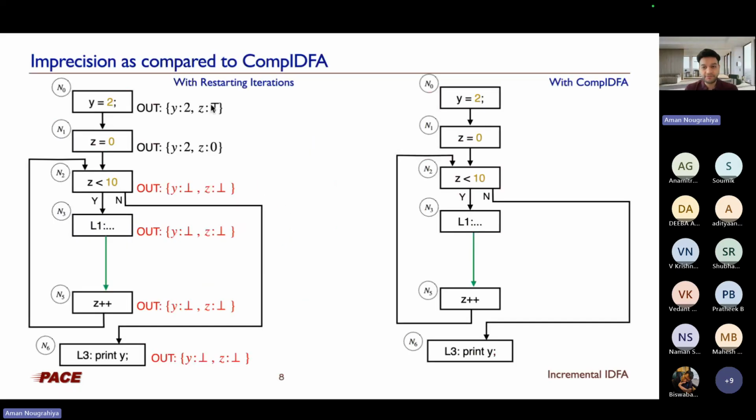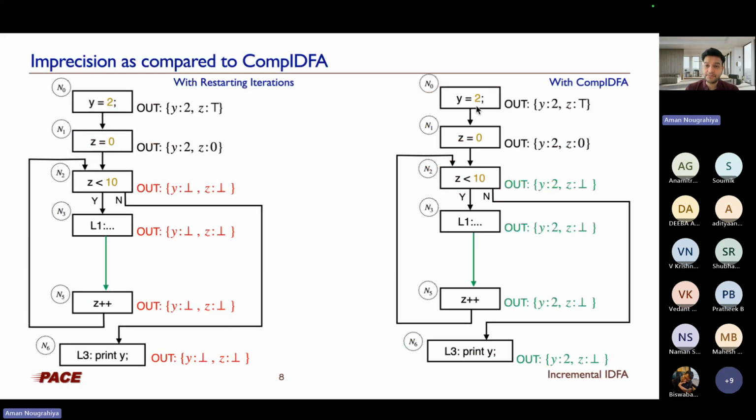So now to validate that this was actually imprecise, let's compare this with comp IDFA, which clears out the information and recomputes. So here, when I recompute the data flow results, we'll see that L3 indeed sees Y as 2, whereas in this restarting iterations approach, Y was set as bottom. As a result, I can actually change this L3 to print 2 instead of print Y, whereas over here, in this other example of restarting iterations, we can't make that change because Y is bottom here.